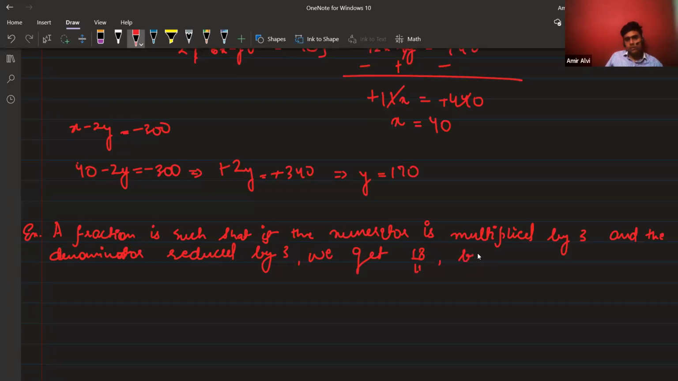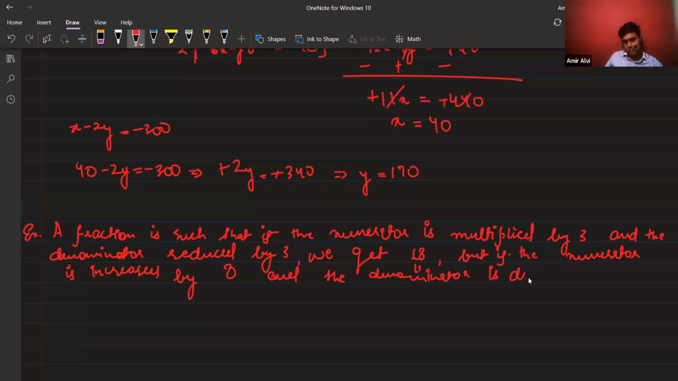But if the numerator is increased by 8 and the denominator is doubled, we get 2 by 5. Find the fraction.